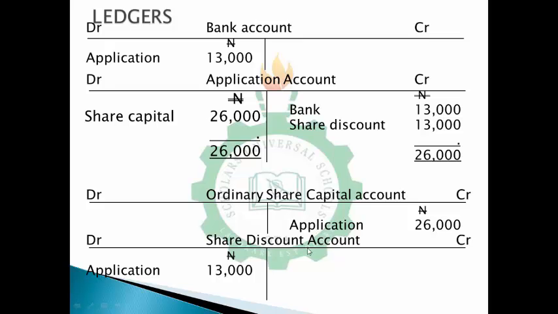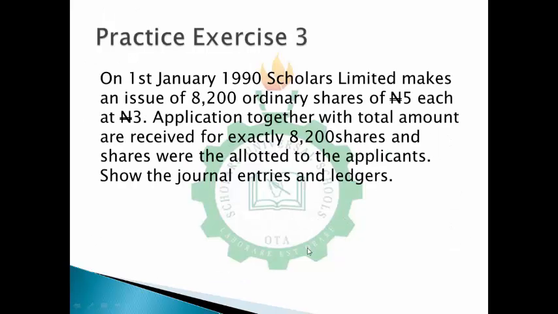All right. So if you understand this so well, please practice this question. On 1st of January 1990, Scholars Limited makes an issue of 8,200 ordinary shares of 5 naira each at 3 naira. Application together with total amount are received for exactly 8,200 shares, and shares were then allocated to the applicants. Show the entries through the journal and ledger.